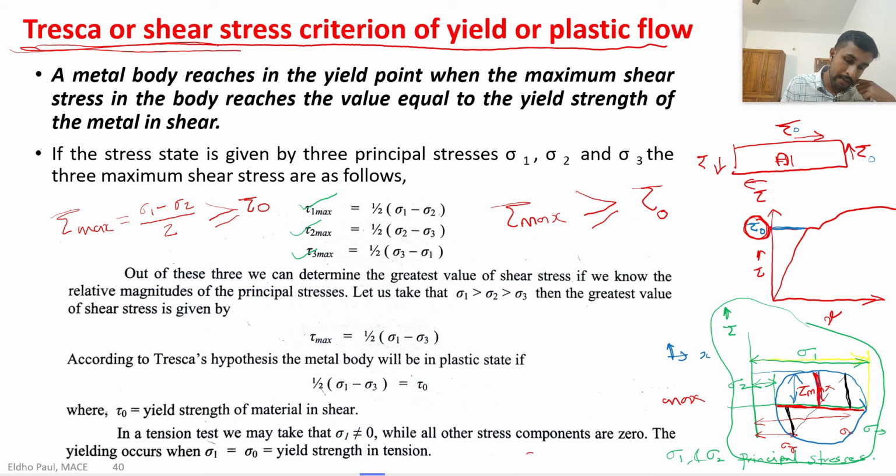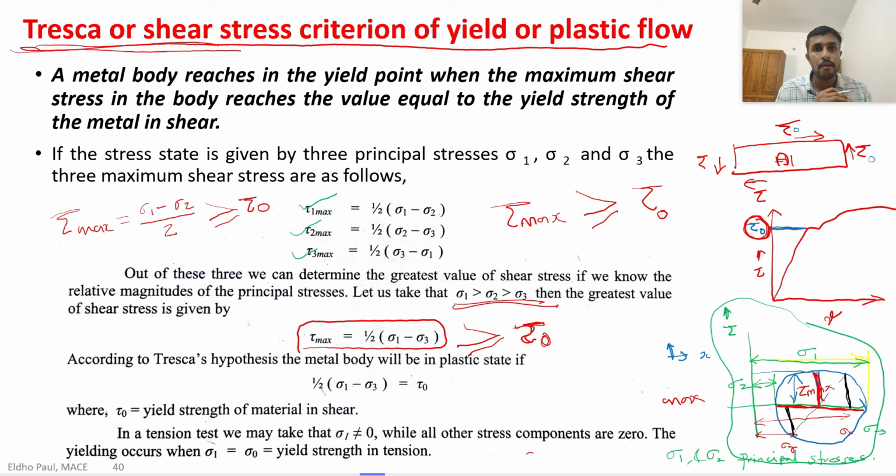If the principal stress values are in this order, sigma 1 greater than sigma 2 greater than sigma 3, then of course the maximum shear stress will be half of sigma 1 minus sigma 3. That is the maximum shear stress. And if the maximum shear stress in the complex loading condition is greater than or equal to the shear stress corresponding to the yield point, then there will be permanent deformation.